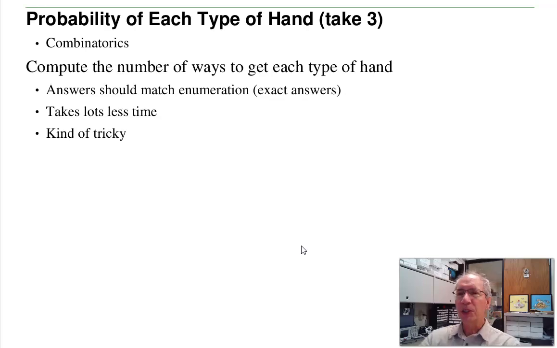A third approach, which is what we're talking about today, is combinatorics. Can I calculate the number of ways to get each type of hand? Now, the answers I get should match the answers we got before. I mean, those answers are exact. Combinatorics should give you exactly the same answer as well. The nice thing about combinatorics, though, is it takes a lot less time, but it can be kind of tricky.